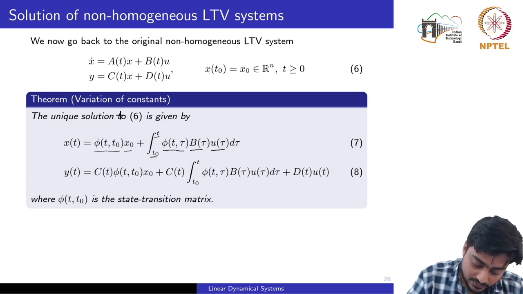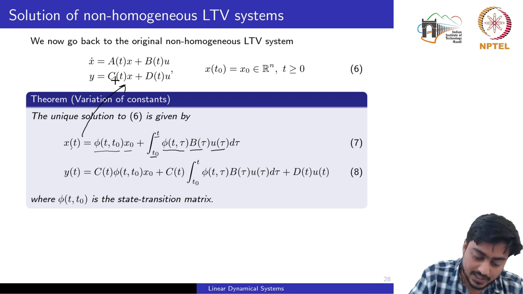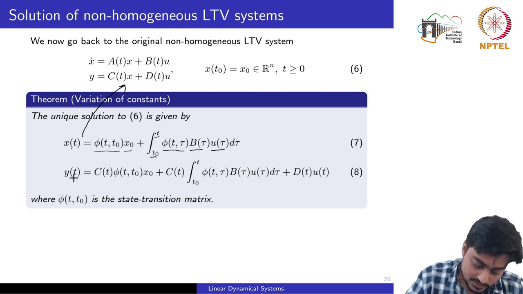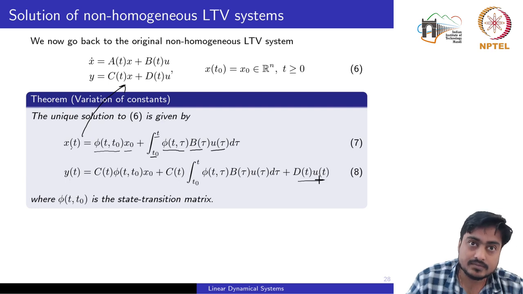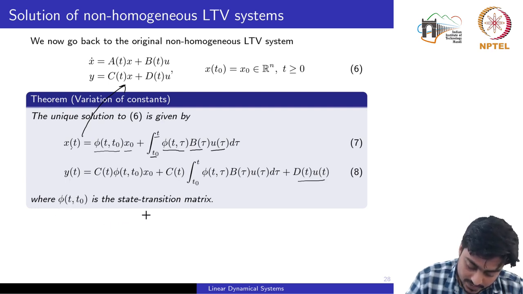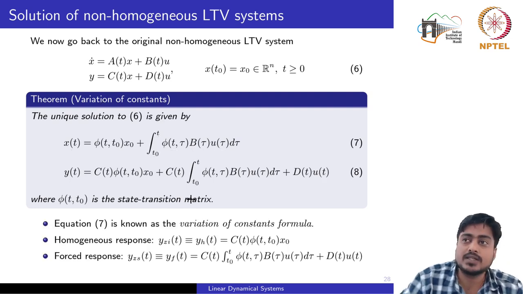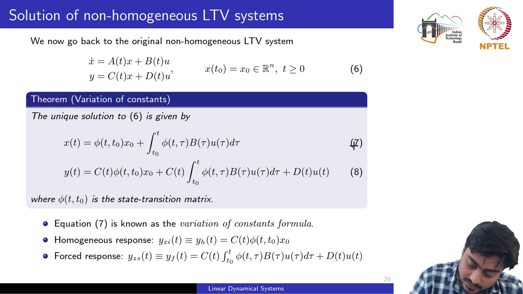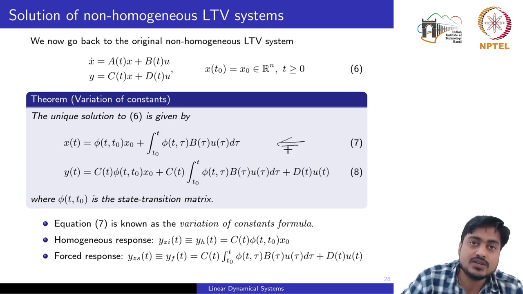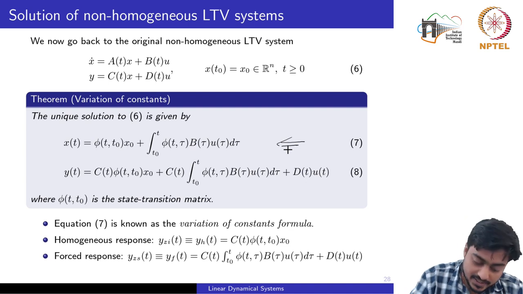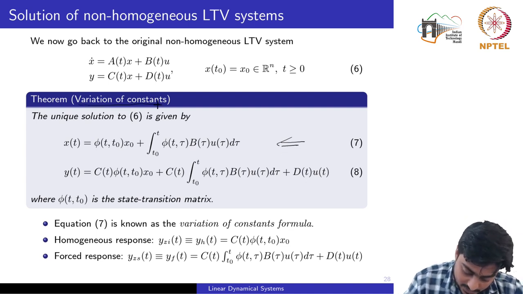Now if I put this x of t back into this equation, because the second equation is basically the algebraic equation, the second equation says y of t is equal to c of t multiplied by this whole x of t, plus d of t u of t. We know that phi is the state transition matrix. There are certain properties of this result: equation 7 is called the variation of constants formula, by which it gets its name.